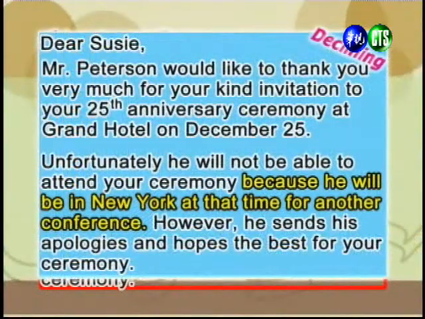You explain why you can't be there because he will be in New York for another conference. So that's additional information provided in this paragraph. What about their conclusion? What is the difference between these two examples?